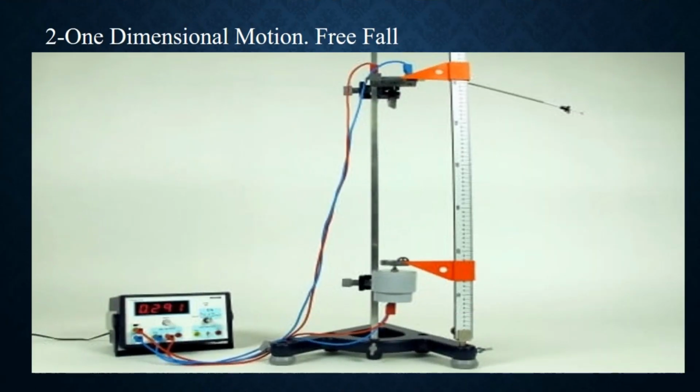Experiment: one-dimensional motion free fall. The purpose of this experiment is to study the motion of particles with constant acceleration in one dimension. You will study the relation between the displacement and time of a free-falling object and check that it is consistent with the equation of motion.